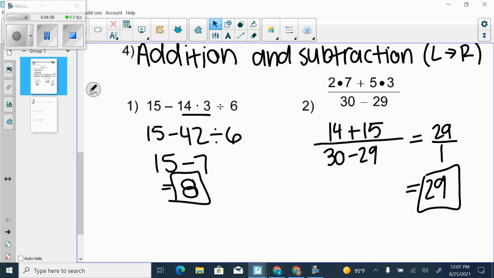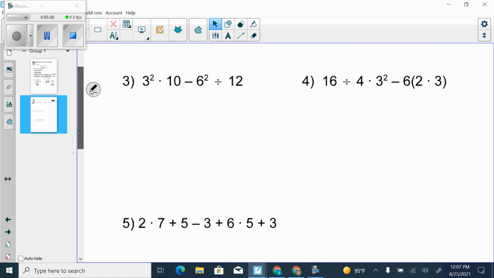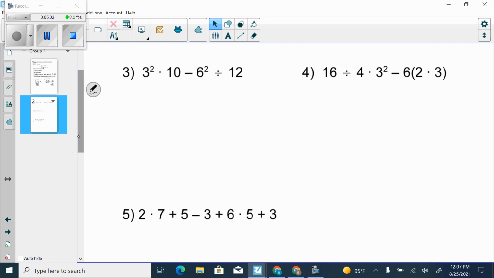Alright, flip it over on the back. Okay, what should we do first on number 3? The next one. Very good. So the first one we come to is the 3. What is 3 squared? 9, right? Because squaring just means times itself.